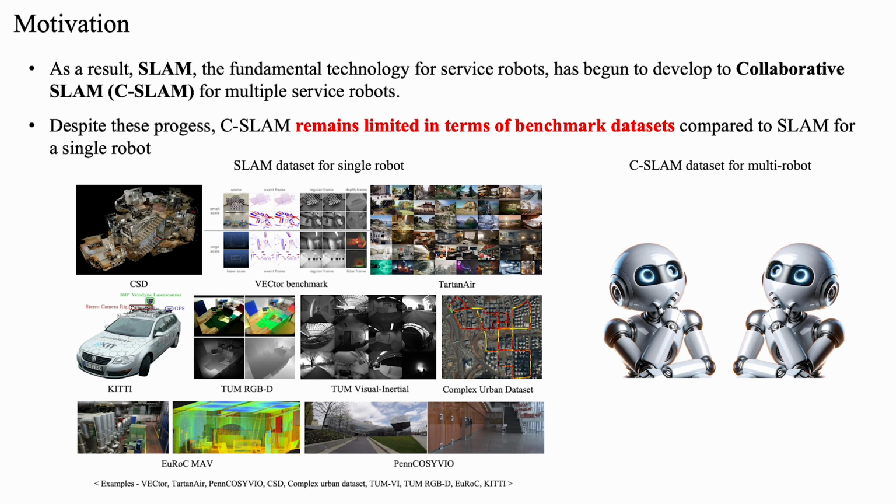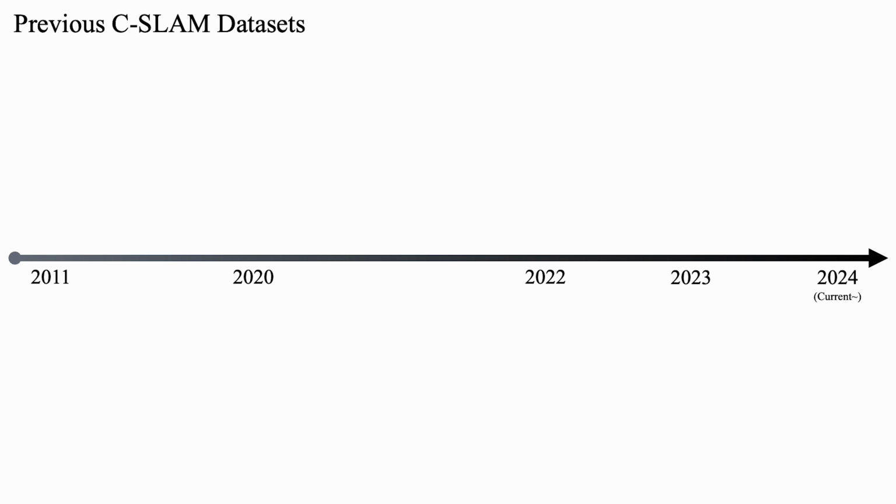As a result, SLAM, the fundamental technology for service robots, has begun to develop into collaborative SLAM, which enables collaboration between multiple service robots. However, despite this progress, C-SLAM remains limited in terms of benchmark datasets compared to SLAM for a single robot. In the case of SLAM datasets for a single robot, there are lots of benchmark datasets, as shown in the figure below. So, what about C-SLAM? Currently, a few C-SLAM datasets for multiple robots are being proposed.